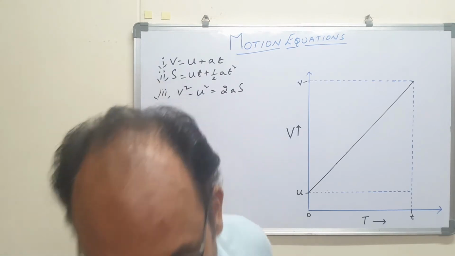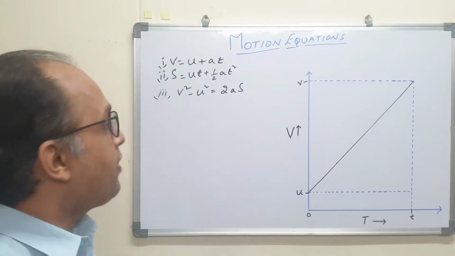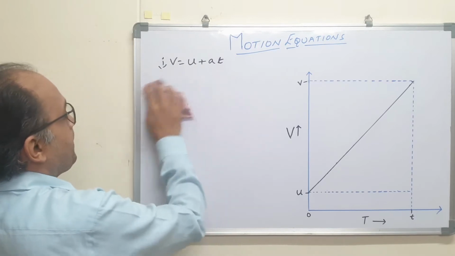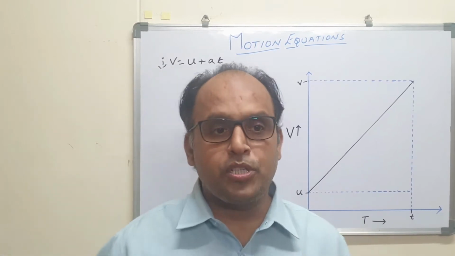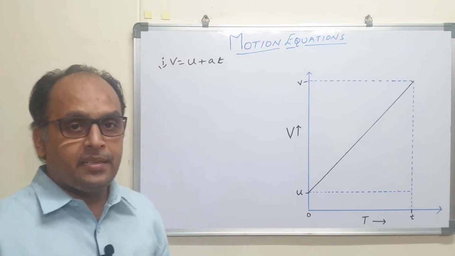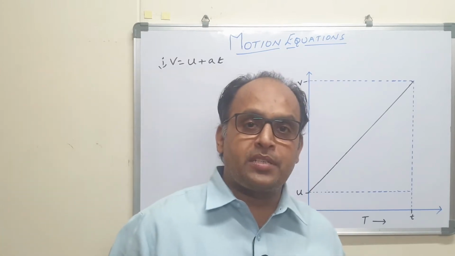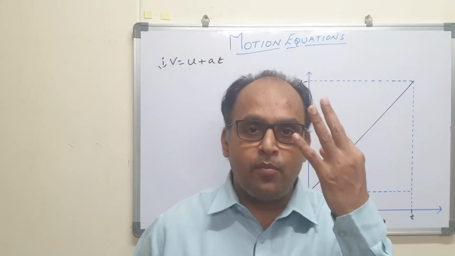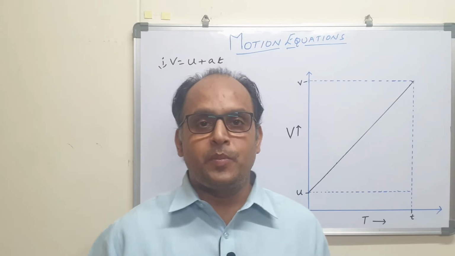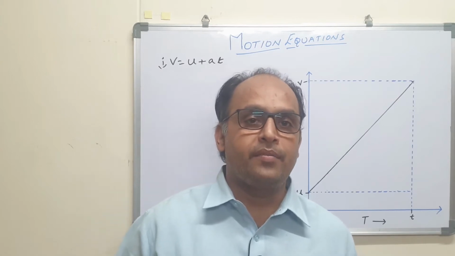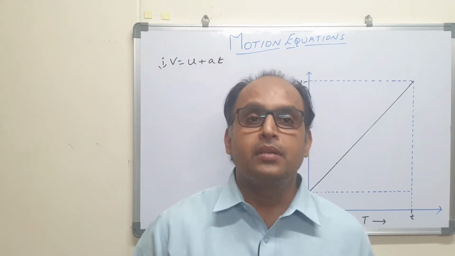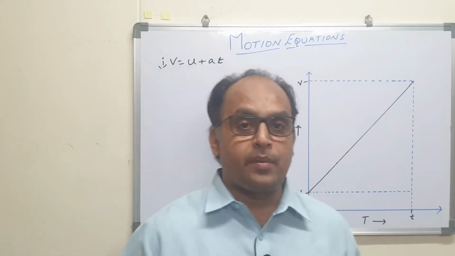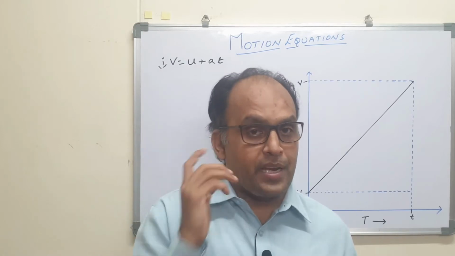Now, coming to the derivation of these motion equations, let us see how to derive the first one. The first motion equation, V is equal to U plus AT, and for deriving these motion equations graphically, we use the velocity time graph. Now you might be thinking we have three motion graphs. One is displacement time graph, two is velocity time graph, and three is acceleration time graph. Now out of these three, why is it that we are only choosing velocity time graph? Why not any of the other two?